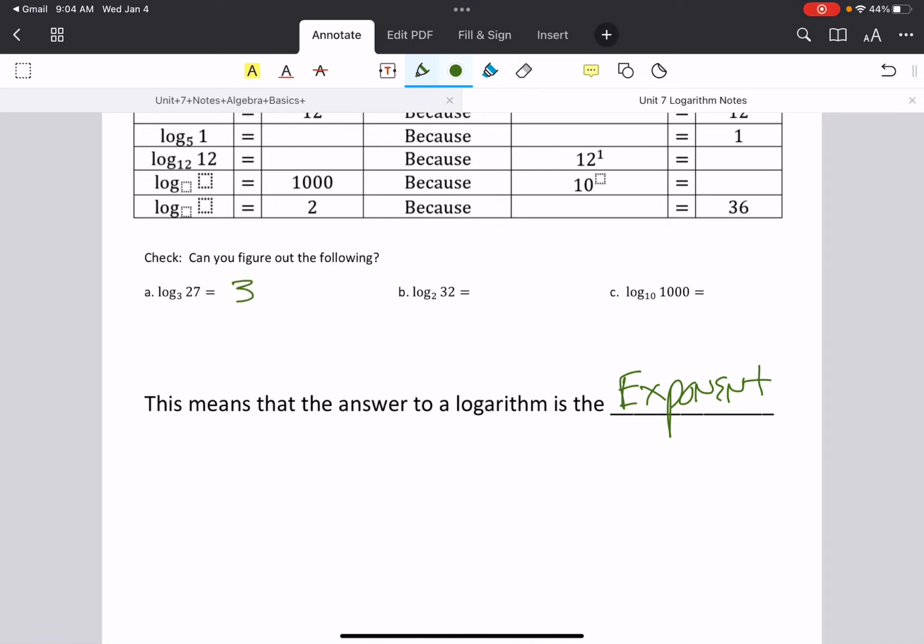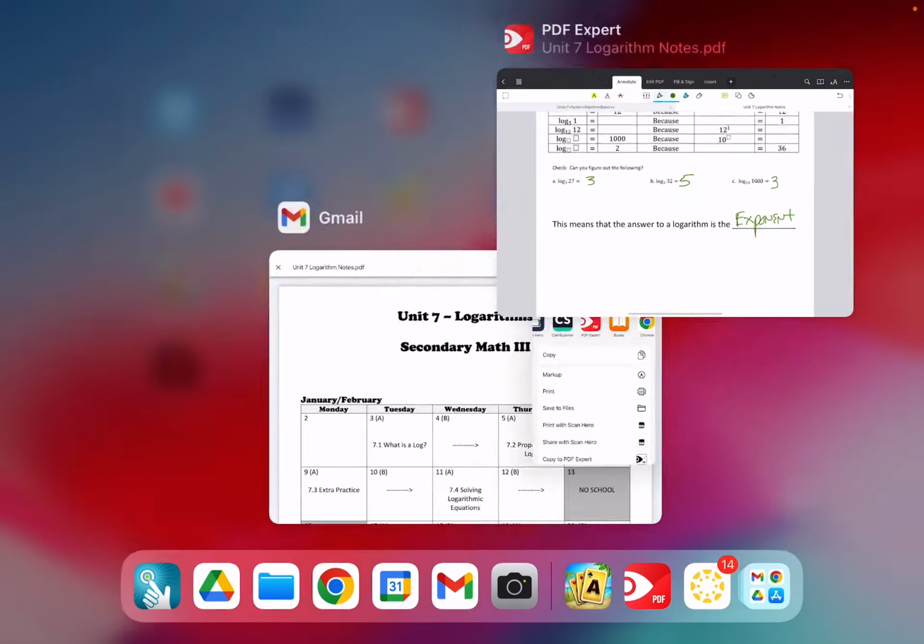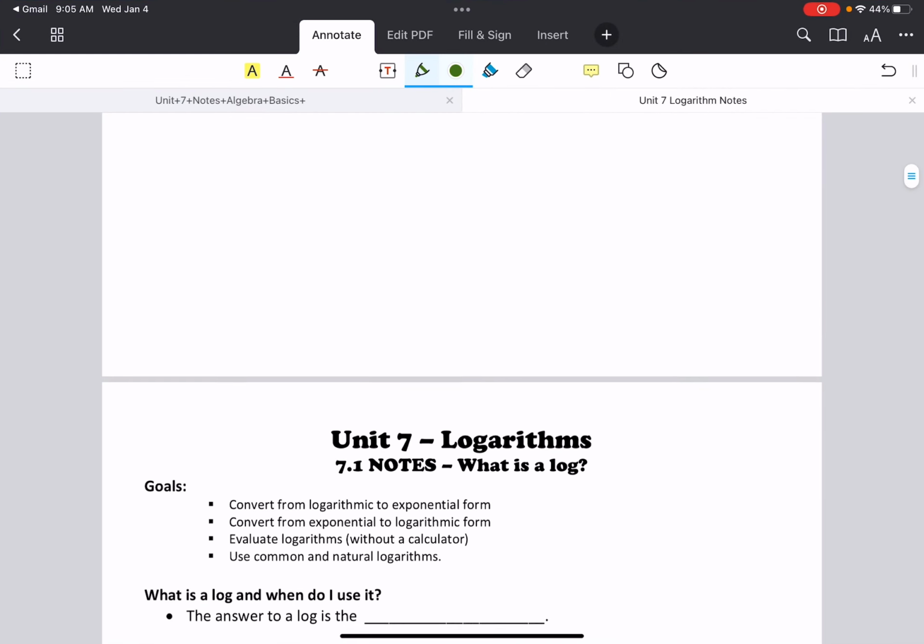Good job. What exponent makes 2 become 32? Good job. Because 2 times itself 5 times is 32. What exponent makes 10 become 1,000? Good. You guys know the tens trick? You can count the zeros, right? Okay, good. We're doing all right? Okay, let's keep going.